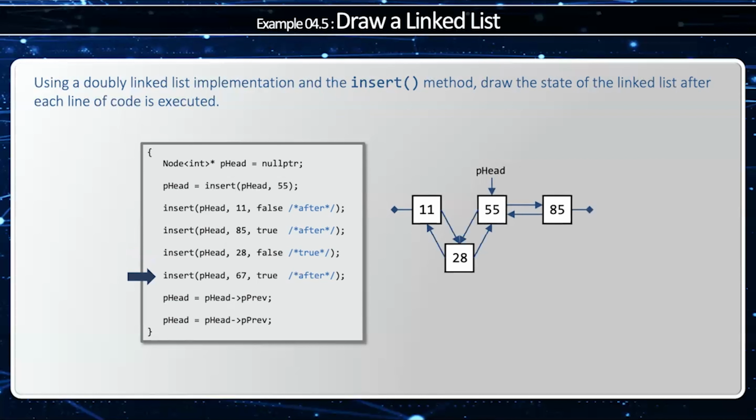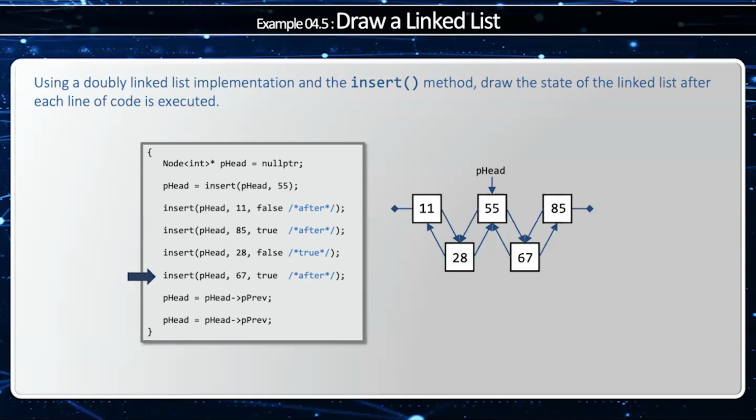Now I'm going to insert 67. Notice how after is set to true. And then I'm going to set 67's next and previous pointers. At this point in time, the linked list does not know anything about 67, but 67 knows everything about the linked list. And then finally, 55.pNext is no longer going to be 85, it's going to be 67. And 85.pPrevious is no longer going to be 55, but it'll be 67.